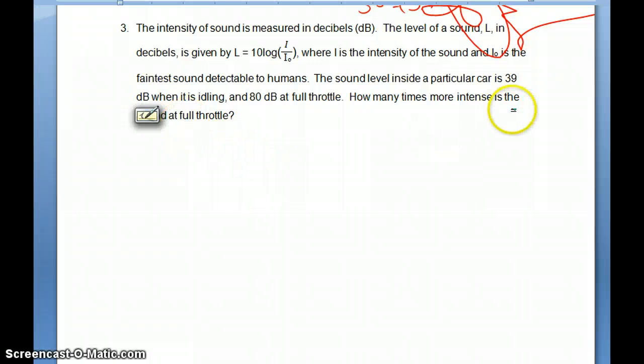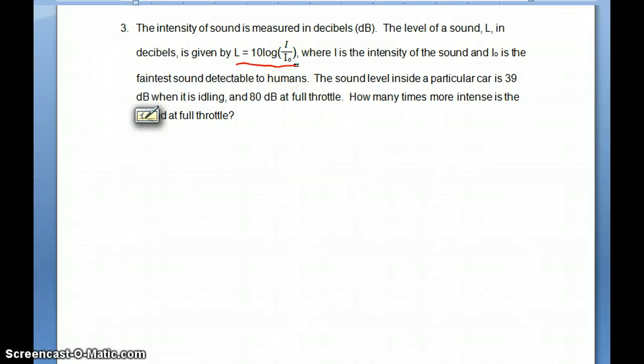So number 3 here. Sorry for all that scribbling, I'm just going to delete all that. Okay. So number 3 says the intensity of sound is measured in decibels. The level of sound, L, in decibels is given by this logarithmic form. So we have L equals 10 log of I divided by I naught. That little 0 usually people pronounce as naught, but you can just say I and I-O if you like.